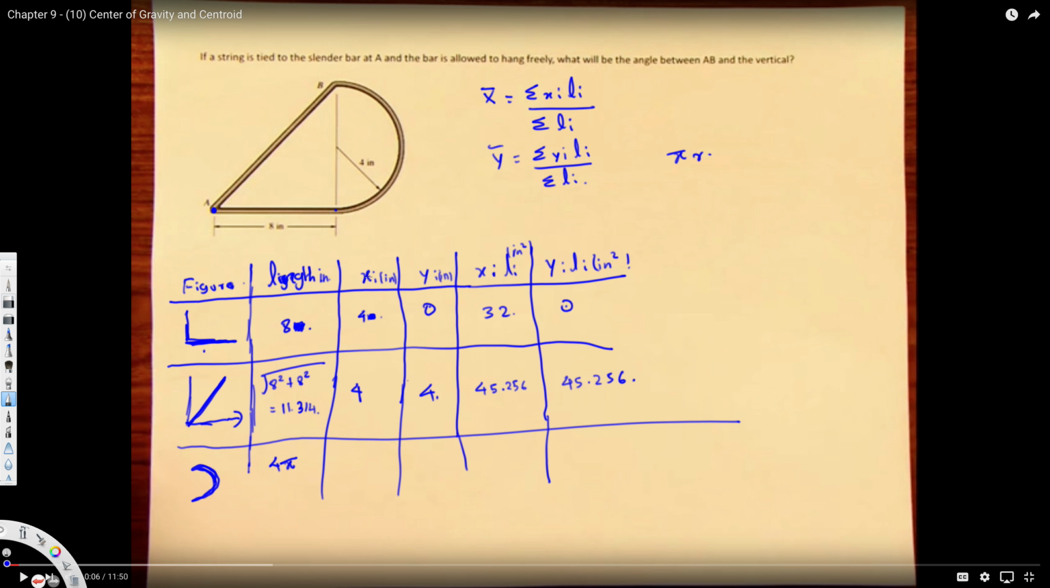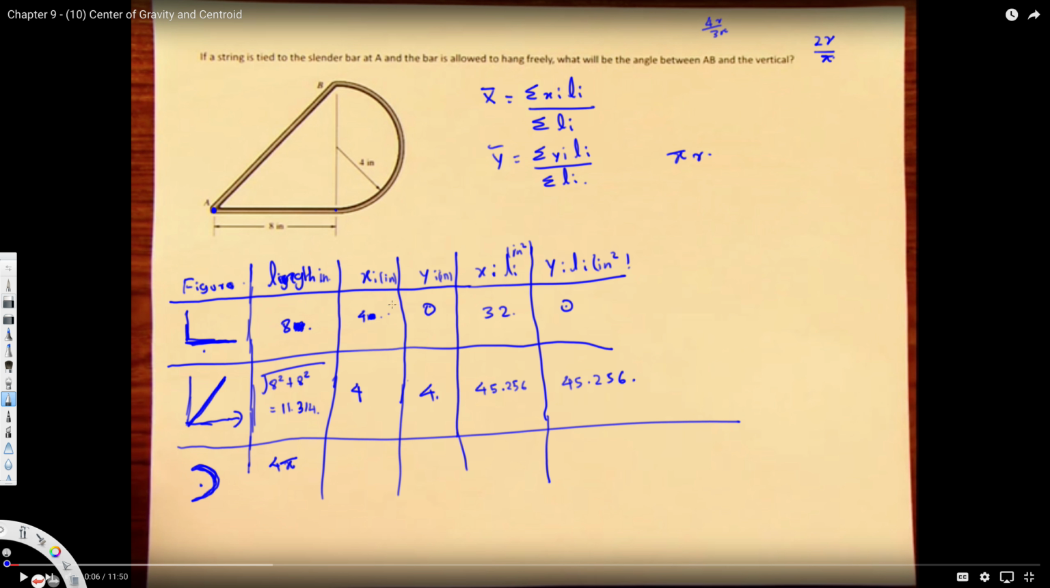Then for xi, we have to locate the centroid of this one. This is a line, not an area. For an area, we know the centroid is at 4r over 3 pi, but in this case this is a line, so it's a different equation. It's 2r over pi. This is the equation to locate the centroid for a line arc, a line half circle, right? This is a half circle, so this is the equation for a half circle line.